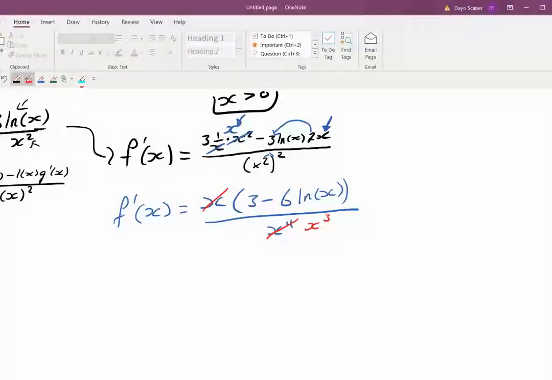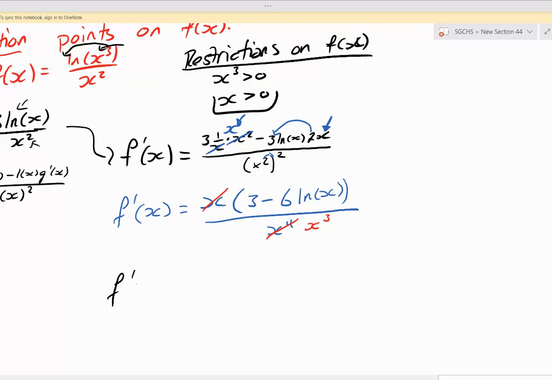So now I have my first derivative equaling 3 minus 6 ln of x divided by x cubed.